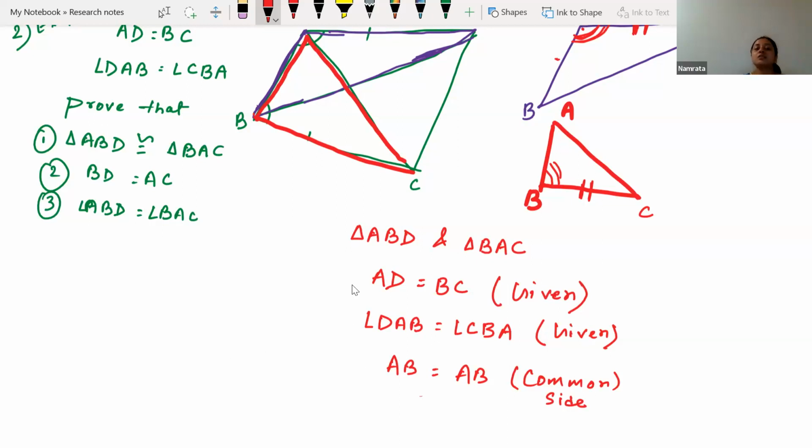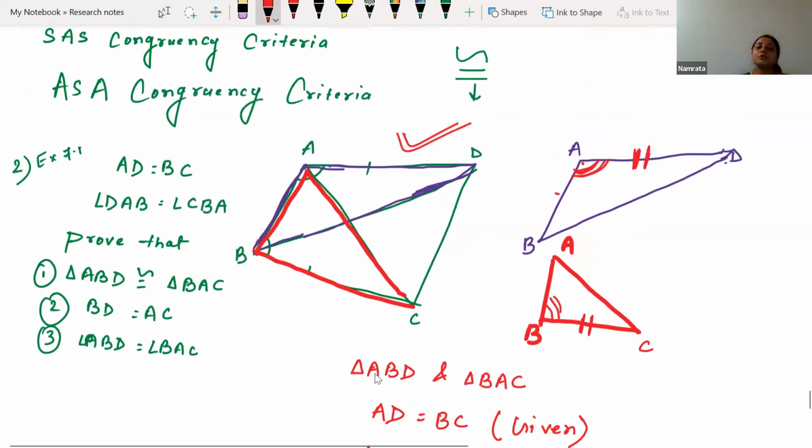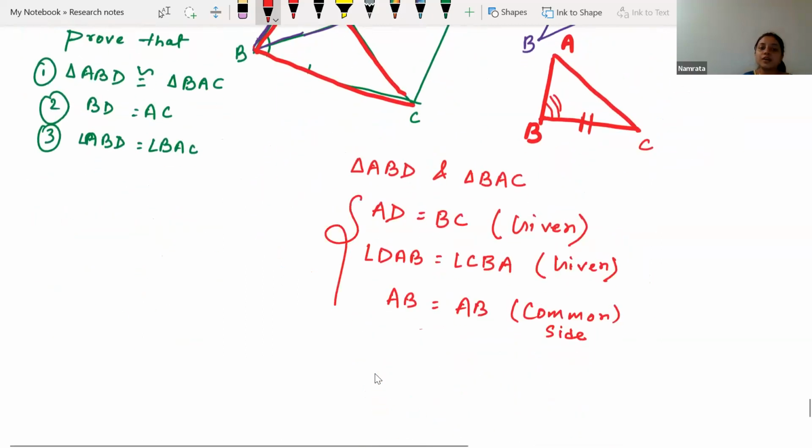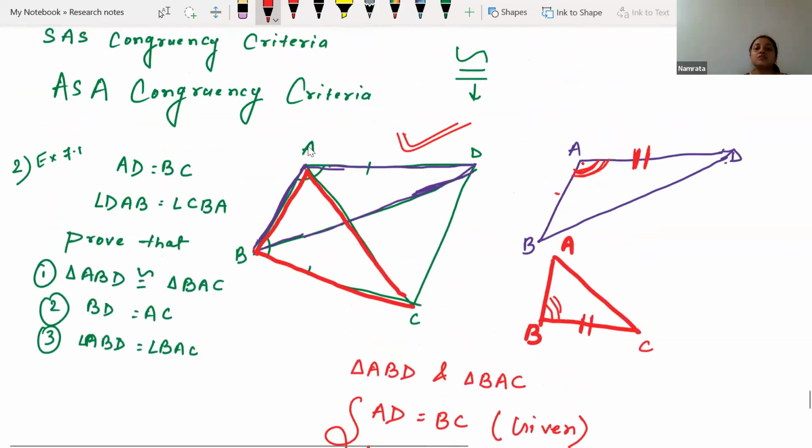Now I have listed three things. I have to check the sequence. I told you not to check the sequence over here. Just go into one of the triangles and check it. What are the things you have used? So let me take this triangle ABD. Okay, I'm going to check the ABD triangle.